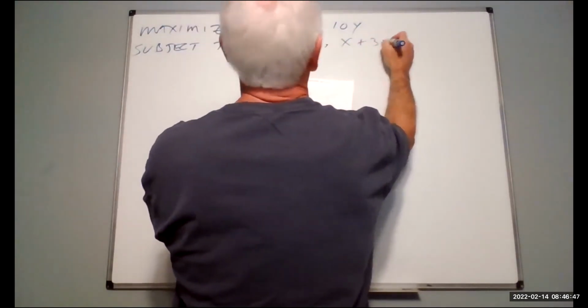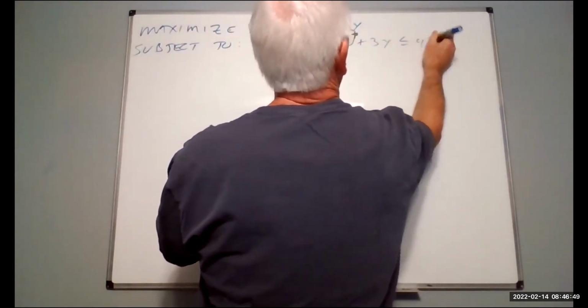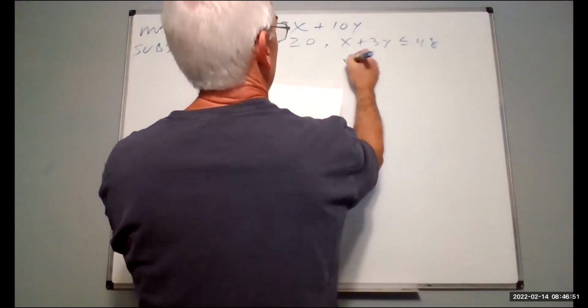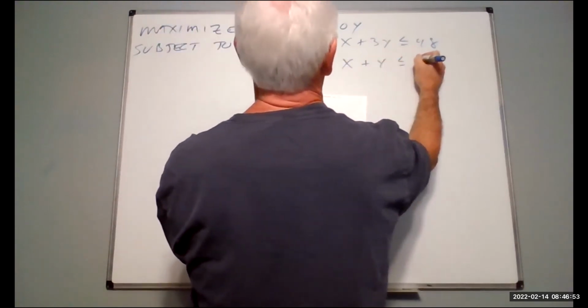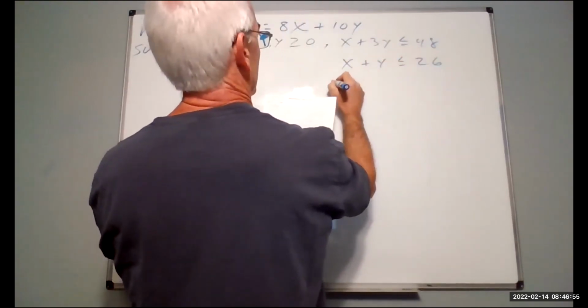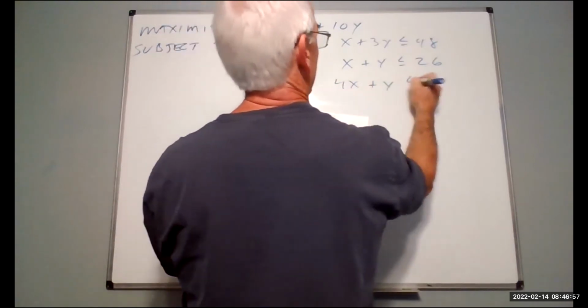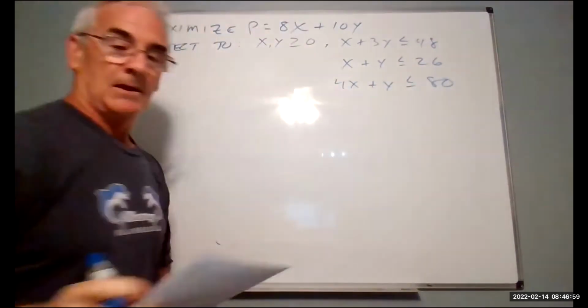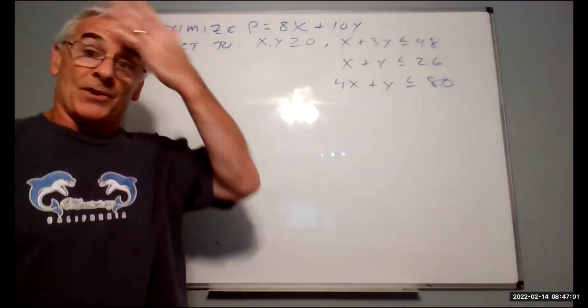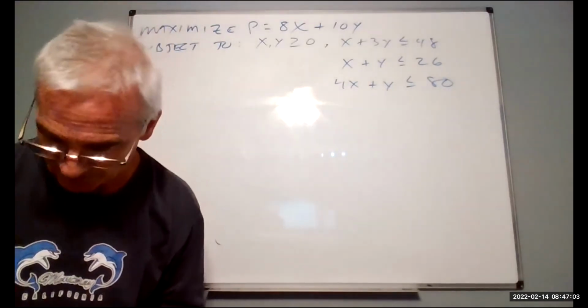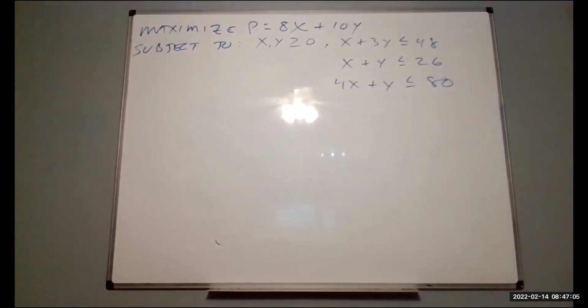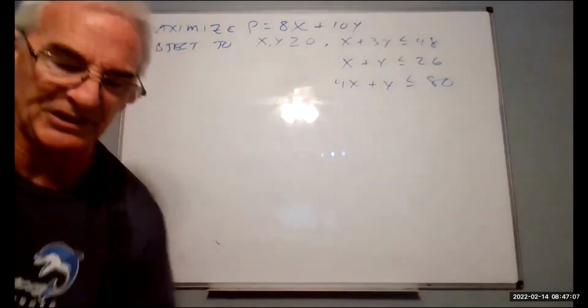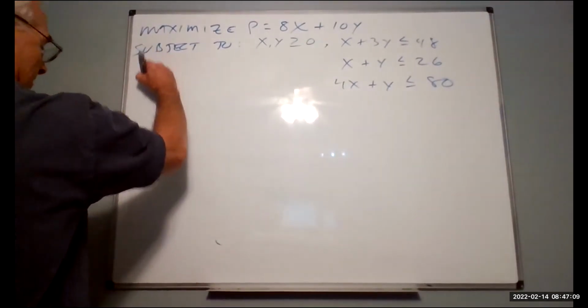x plus 3y is less than or equal to 48. x plus y is less than or equal to 26. 4x plus y is less than or equal to 80. Okay, now there's multiple sets of inequalities that this picture produces. So I'm going to go through and draw you a rough sketch of what it is you're finding here.